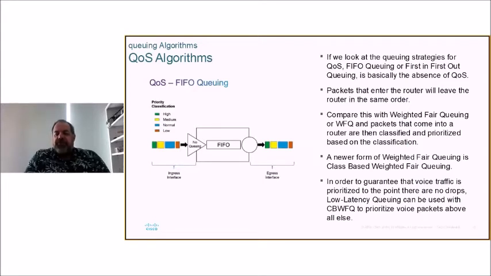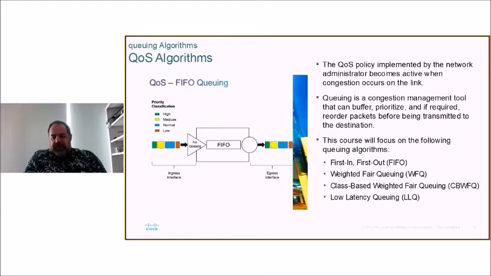A newer form of weighted fair queuing is class-based weighted fair queuing. In order to guarantee that voice traffic is prioritised to the point there are no drops, low latency queuing can be used with the CBWFQ. And so you can prioritise voice packets above all else. So FIFO is not really quality of service. It's just sort of a default setting for your higher speed serial interfaces, or all of your high speed interfaces, I suppose.